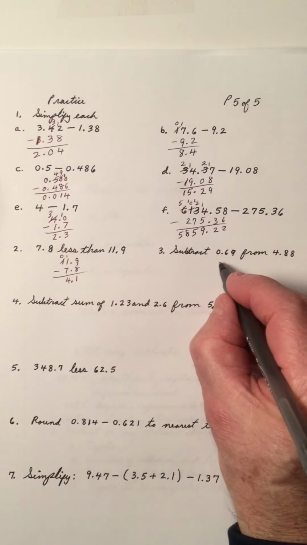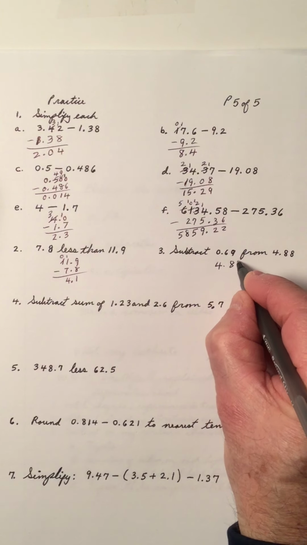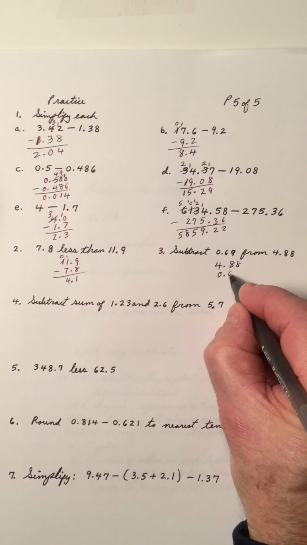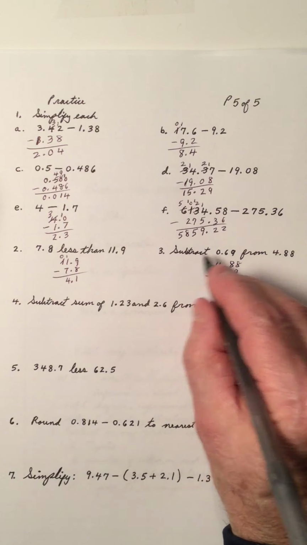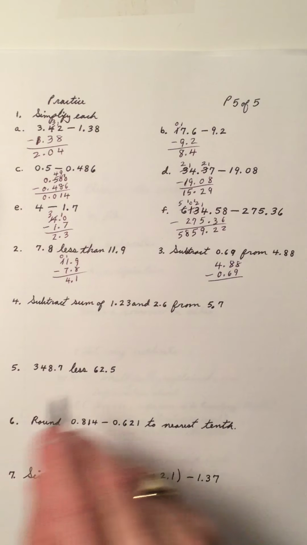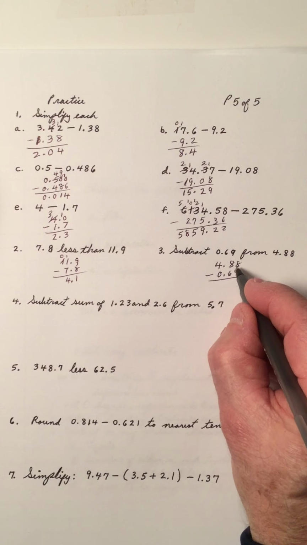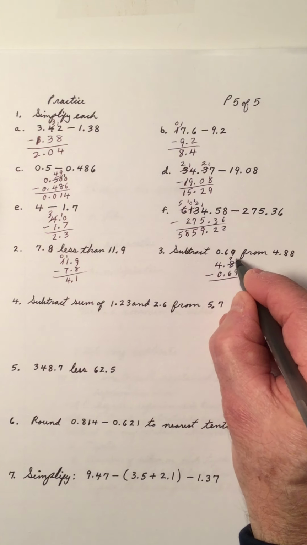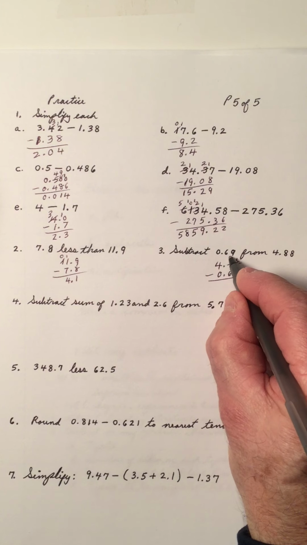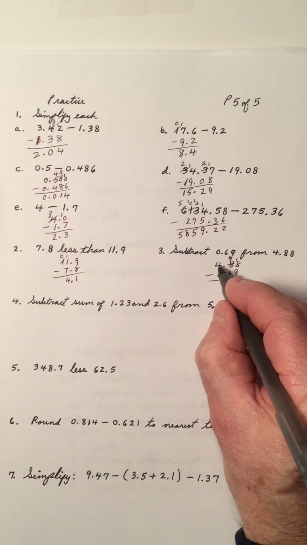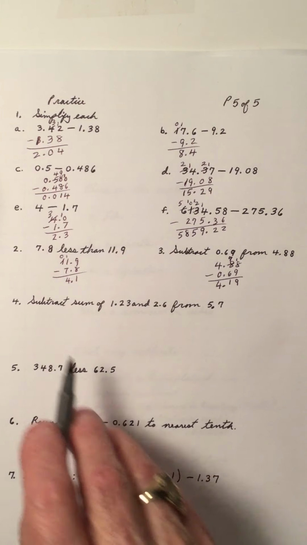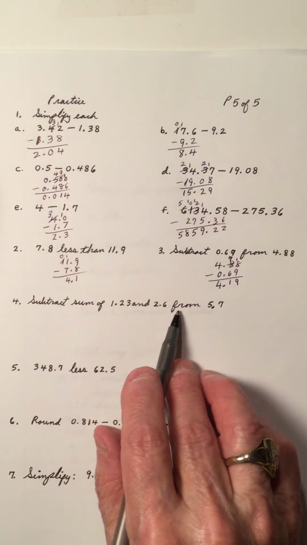Subtract from, you change the order. 4.88 is on the end, bring that over, and subtract 6.69. So notice, subtract from changes the order. Less than changes the order. 8 subtract 9 can't do it. That's a 7 and that's an 18. 18 subtract 9 is 9. 7, subtract 6 is 1. 4 subtract 0 is 4. So 4.19.